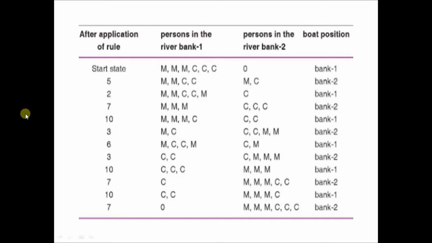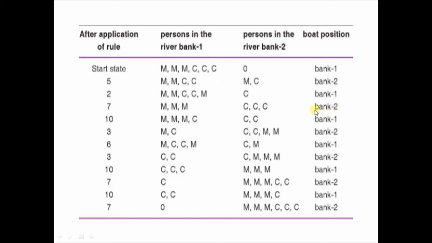Right? Then rule 7 is applied, and now we are sending 2 cannibals to the other side of the bank. So 2 cannibals are sent to the other side. Already there was one cannibal on bank 2, and now there are 2 more. So 3 cannibals reach the other side of the bank, one was already present, and now two have gone through the boat. So now there are three cannibals on the other side, and the boat has reached bank 2.